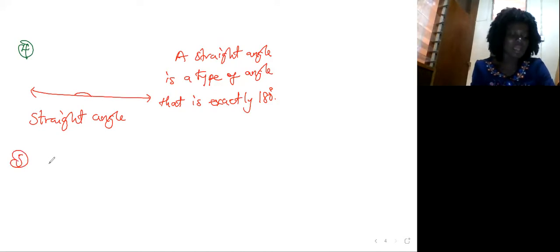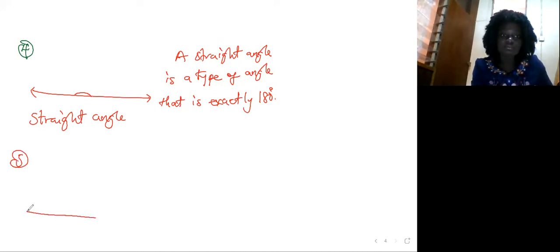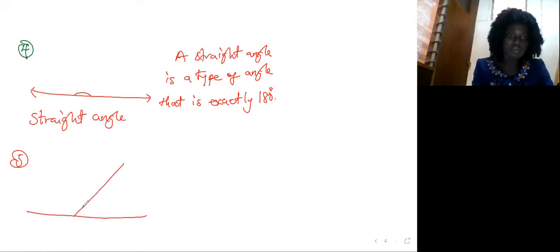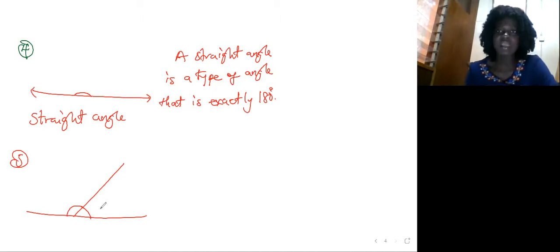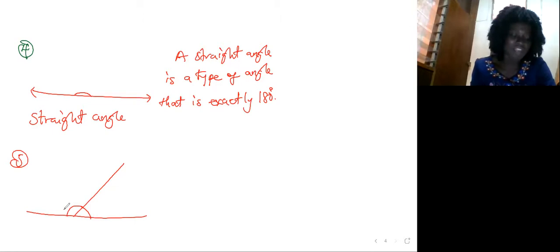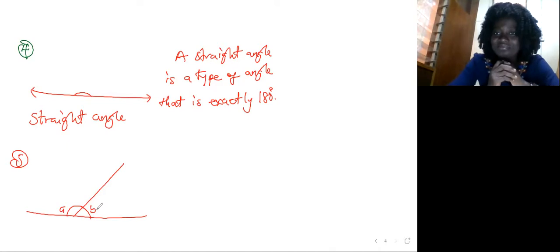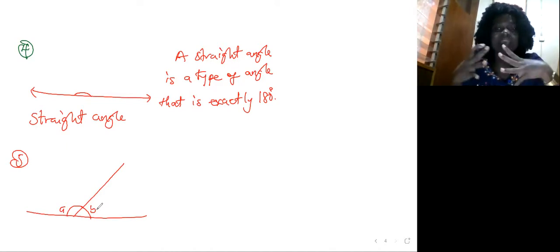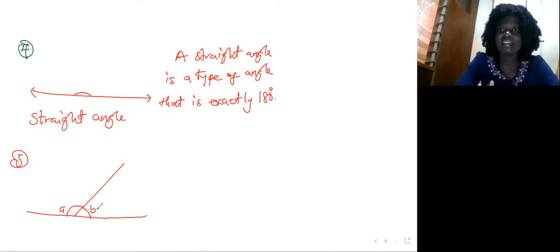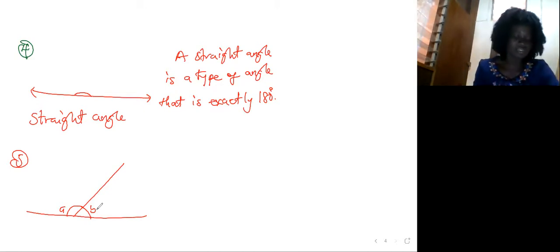The fifth we're going to talk about here is a type of angle called a supplementary angle. A supplementary angle. And for supplementary angle, what can you say about it? Good. They sum up to be 180 degrees. Two angles that sum up to be 180 degrees.